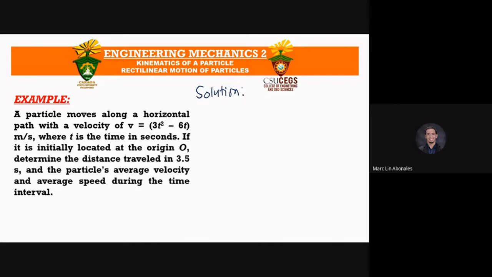Okay. So since there is no figure or illustration, we will draw to describe the motion of the particle. It is mentioned here that the particle moves along a horizontal path. So we need to draw a horizontal line to represent the horizontal path of the particle. So we have a horizontal path here.